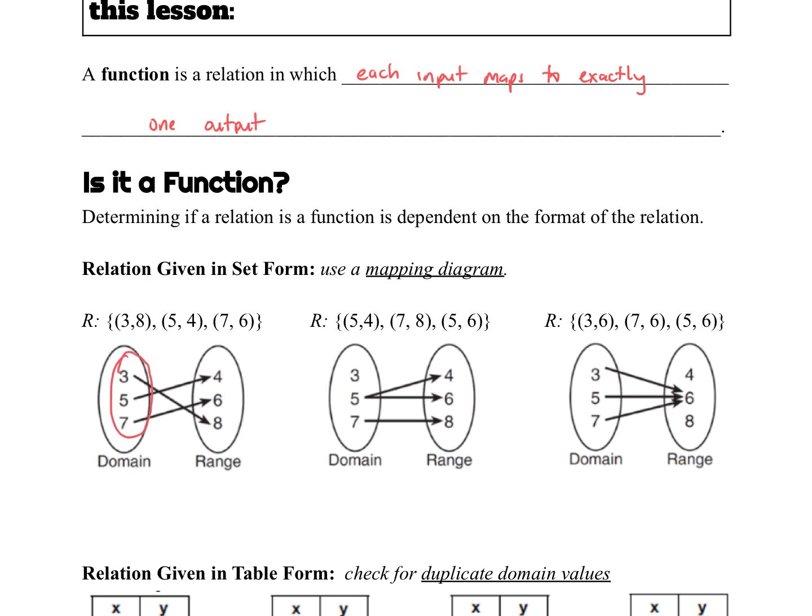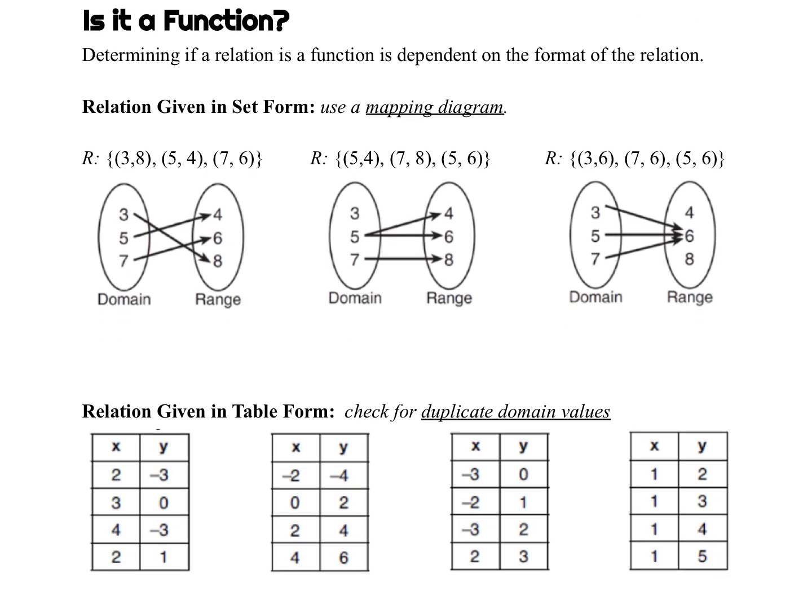I want to know that every input has only one arrow coming out of it. If it has more than one arrow coming out of it, like this example right here, that means that this input maps to more than one output, which makes it not a function. Notice here, each of these only has one arrow coming out, which means every input maps to exactly one output. So let's answer for these.